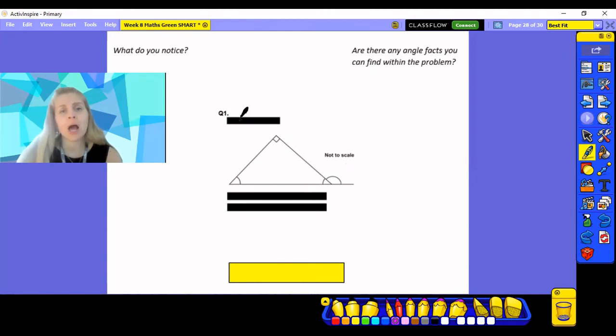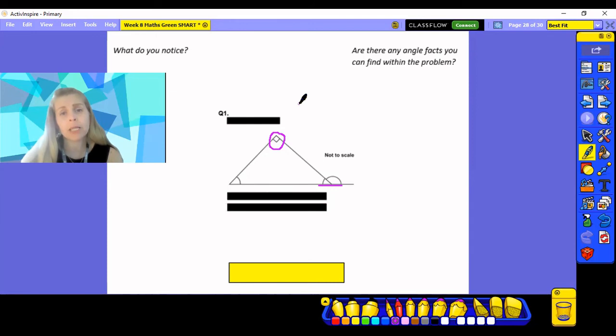Okay, so you might have already noticed these things. You might have also noticed that there is a right angle in our triangle here. You might have also noticed that there are 2 interior angles that we don't know. You might have also noticed that there's an exterior angle that has been drawn on. So that's something we may need to be investigating in this problem. And you might have also noticed that that exterior angle is forming along a straight line, which we know is 180 degrees.